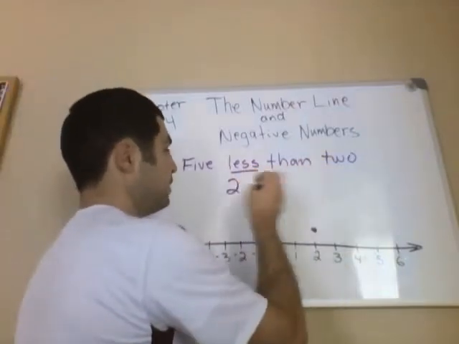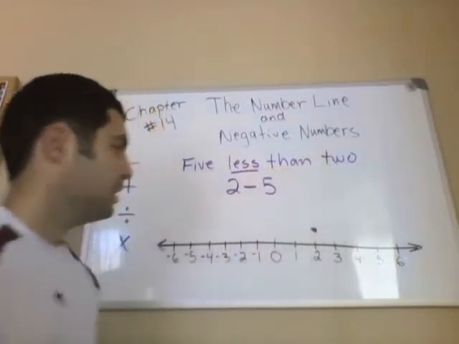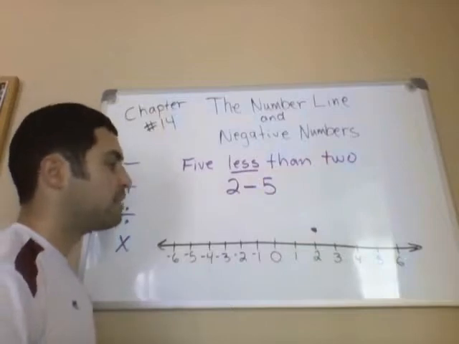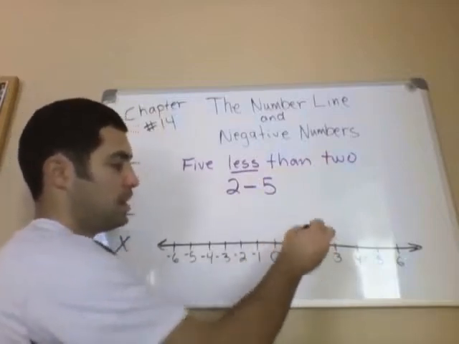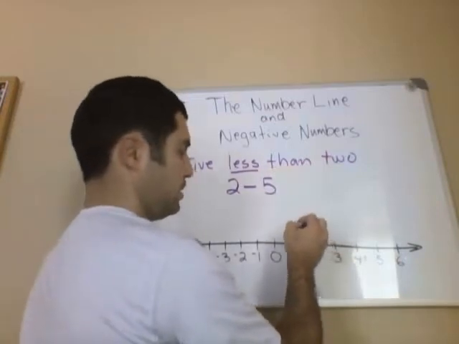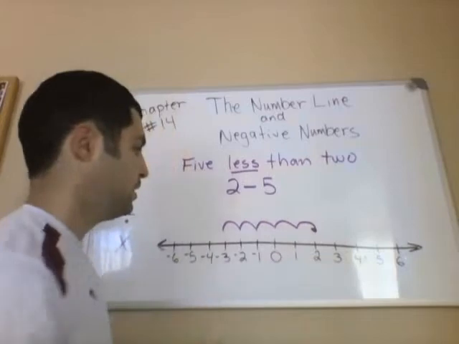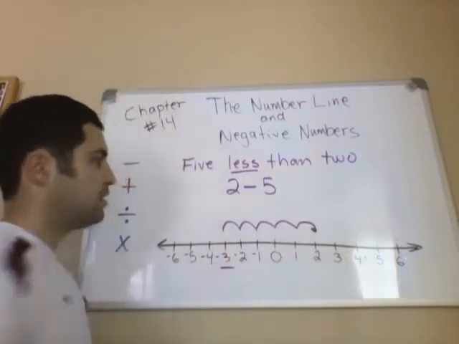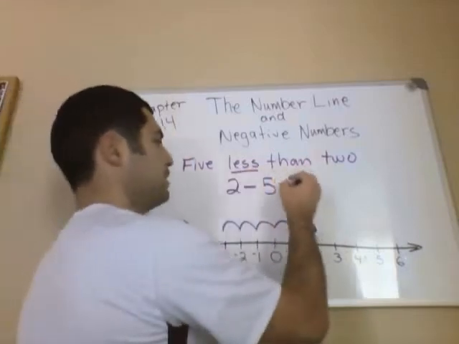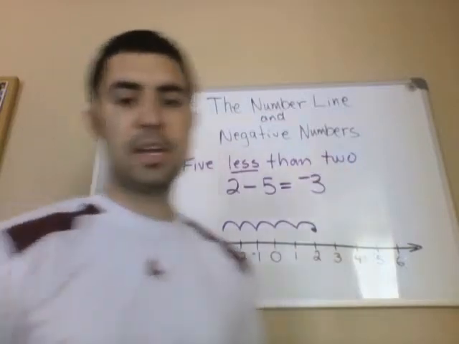So 5 less than 2. We have 2, and we want to go 5 less than that. So that's going to be 2 minus 5. What you do is you count back 5 spaces. 1, 2, 3, 4, 5. Okay? That's going to be negative 3. So 2 minus 5 is negative 3. Let's try a couple more.